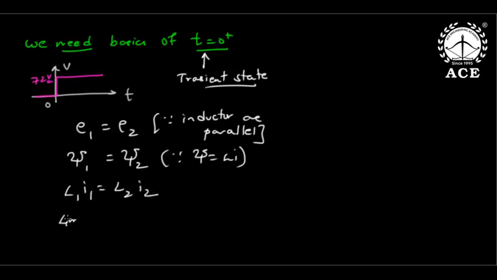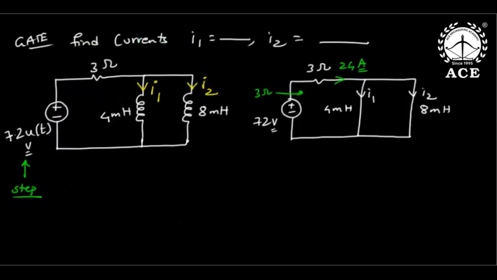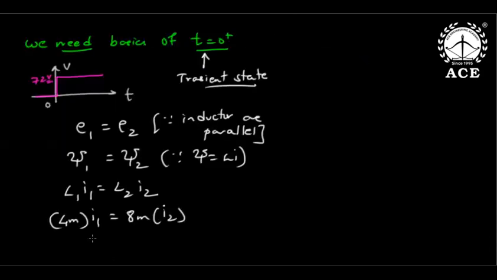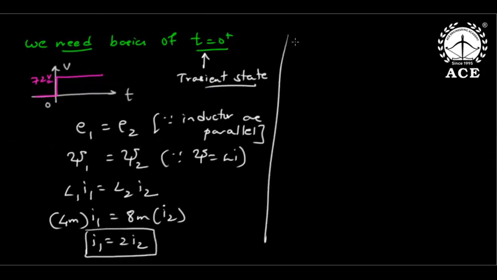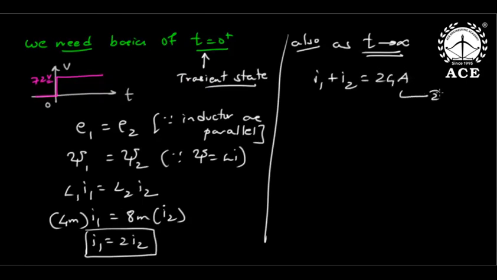L1 is 4 milli into I1, and L2 is 8 milli into I2. Yes or no? So I1 is 2 I2. And also, as t tends to infinity in steady state, I1 plus I2 is 24 amperes. That is the second equation.